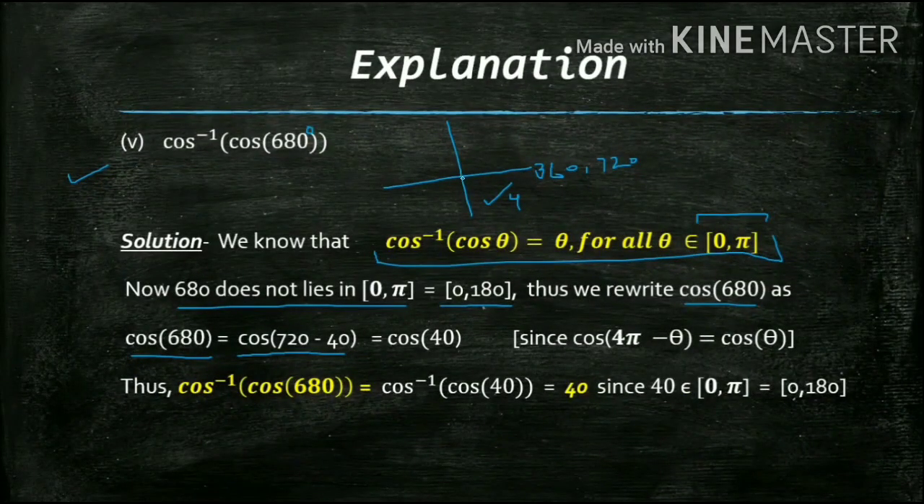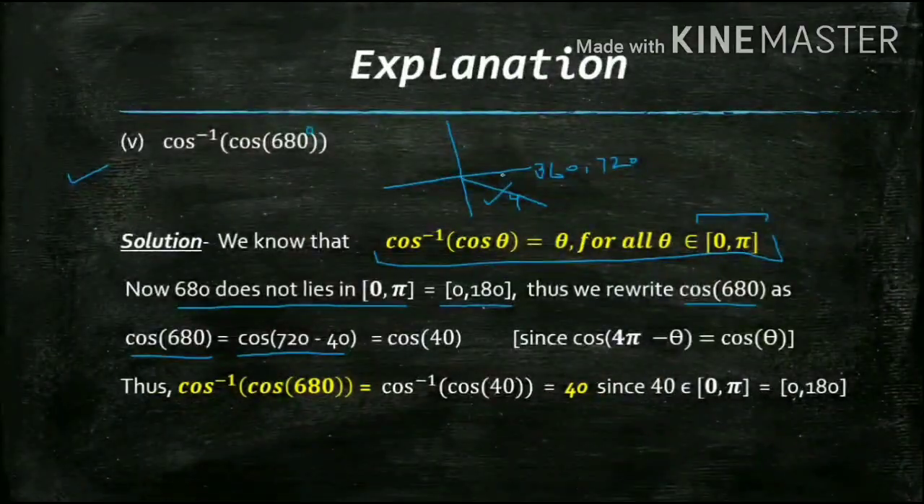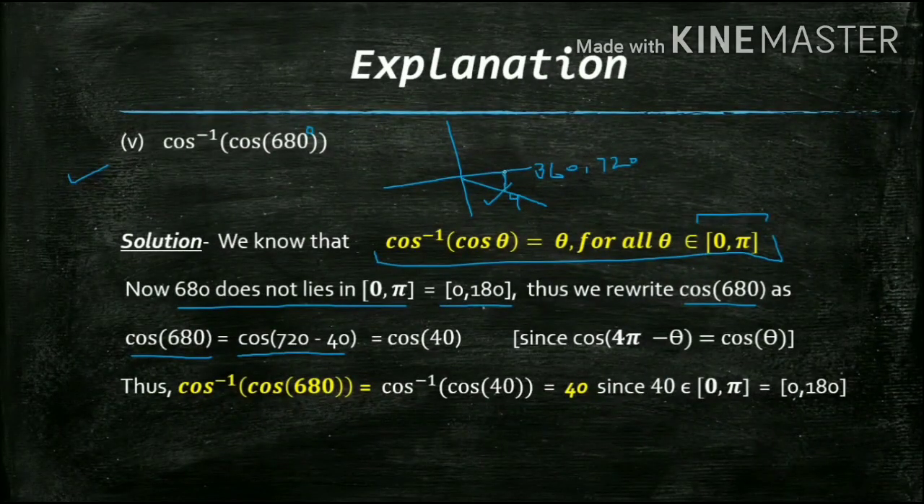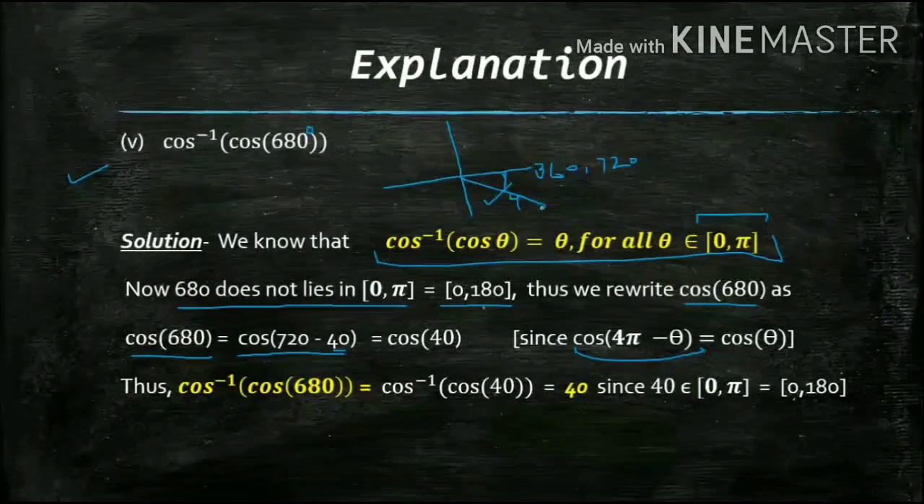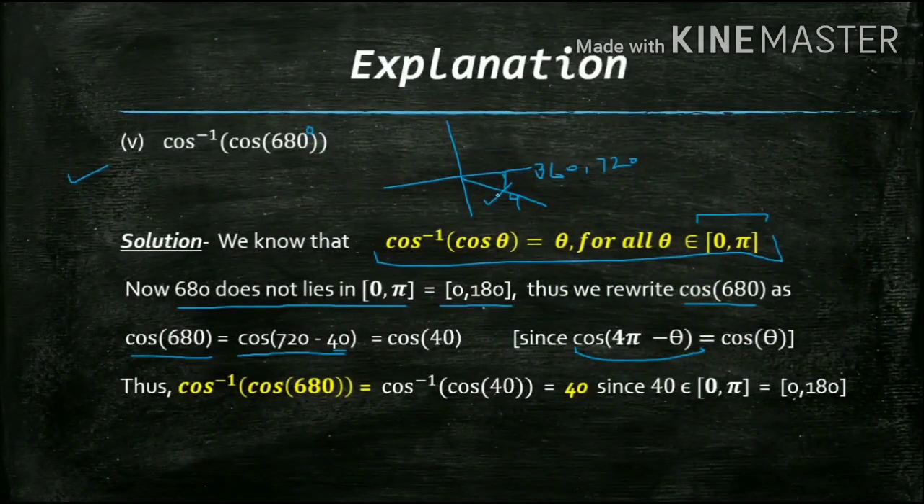So what I can do, this is somewhat 680. I just negate some angle to get 680, and you know that negating 40 degrees from 720 would give 680. So I can write 680 as 720 minus 40. Now, you know that cos of 4 pi minus theta would be in the fourth quadrant only. In the fourth quadrant, cos is positive, so it would just be cos theta. This also you can write as cos of 2n pi minus theta.